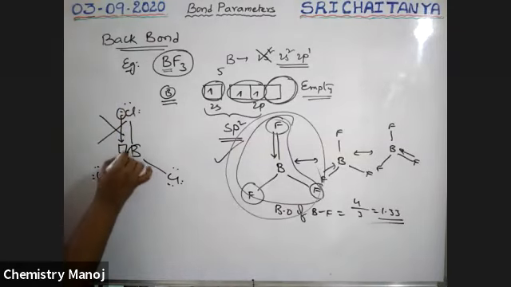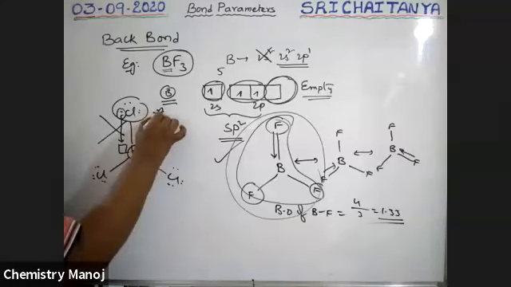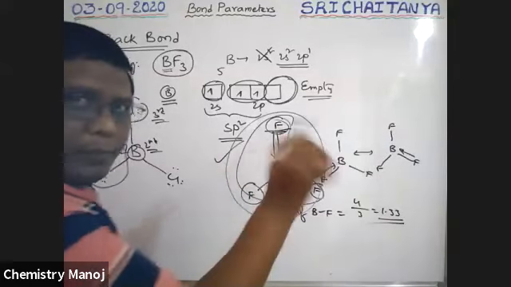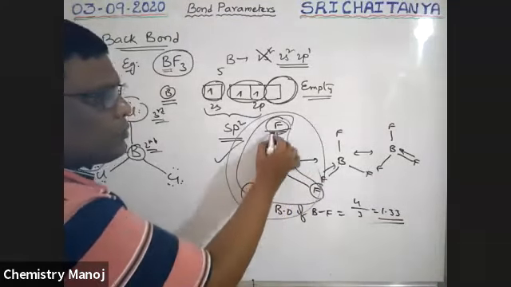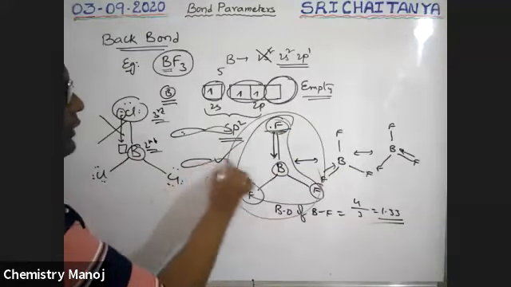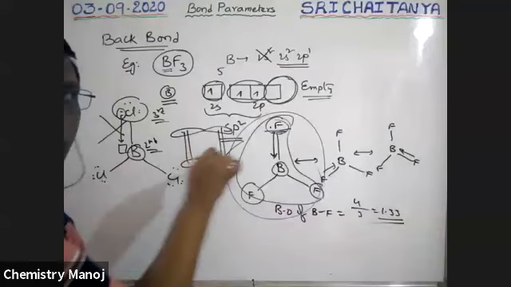But here boron is small in size, fluorine is big in size. It is a second period element, and this is a third period element, boys. Second period element, third period. But here boron and fluorine are both second period elements, of comparable size. That is why overlapping is possible. This lone paired orbital and this empty orbital can overlap sidewise. That is why a dative bond is possible.